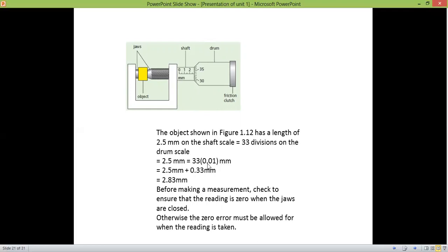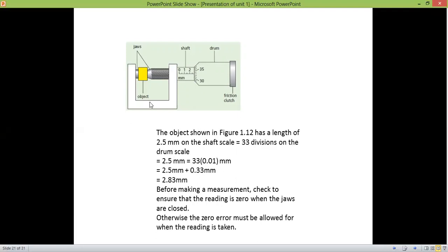33 will be multiplied by the least count of the micrometer. Least count is the smallest unit which can be measured using the micrometer, and it is 0.01 millimeter. So the number of divisions of the circular scale or the thimble scale which is in line with the datum line will be multiplied with the least count, that is 0.01 millimeter. So it becomes 0.33 millimeter.